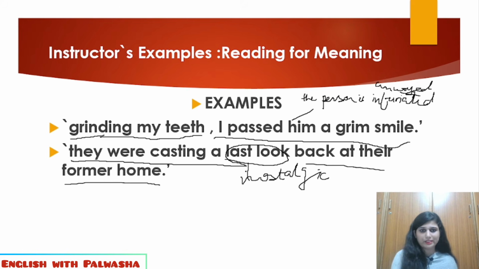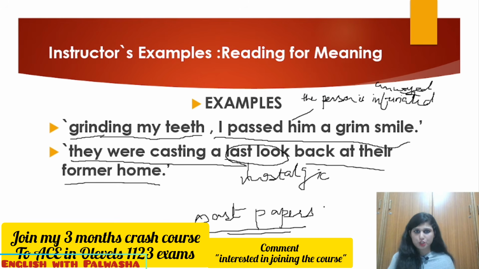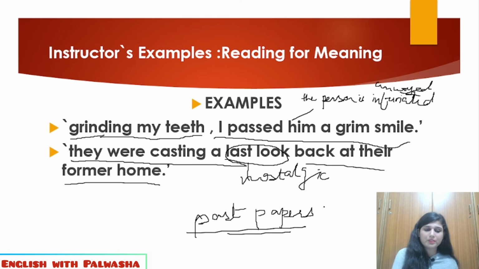Let me just move on towards the next slide. I hope you've understood this reading for meaning. These two examples are the detailed examples which I've explained to you. We students basically don't understand from what they have given and how we have to explain, and what the inferred meaning of it is, but you need to practice the past papers as much as you can. This is another tip, that you need to practice the past papers so as to get yourself a desired grade, or else you can even join my 3 months crash course so as to ace your O Levels English exams. Okay, let's move on to the next slide.